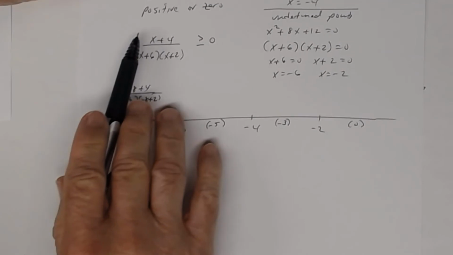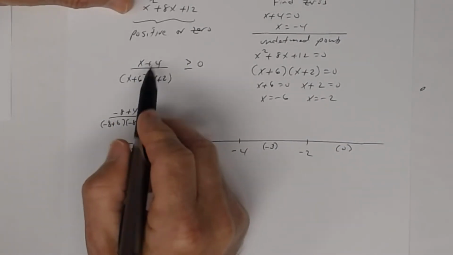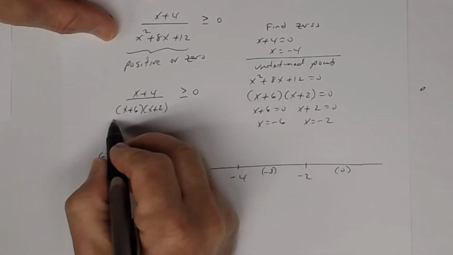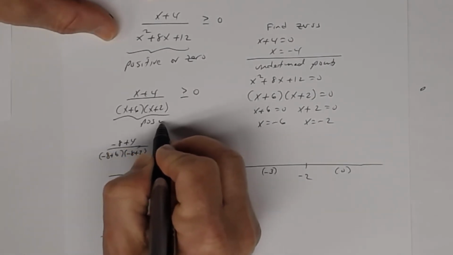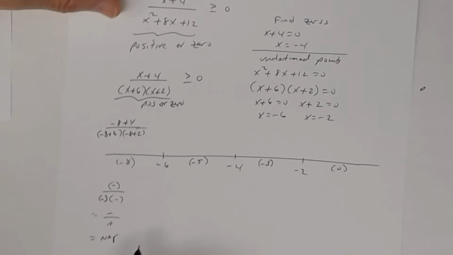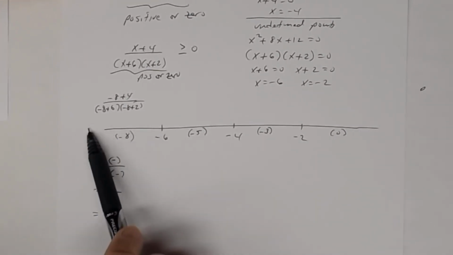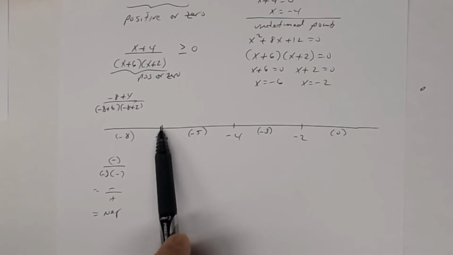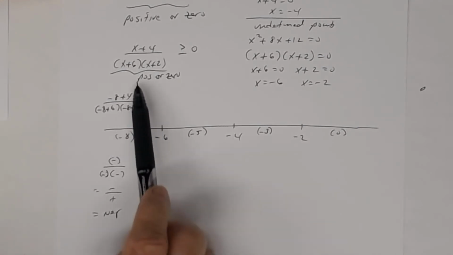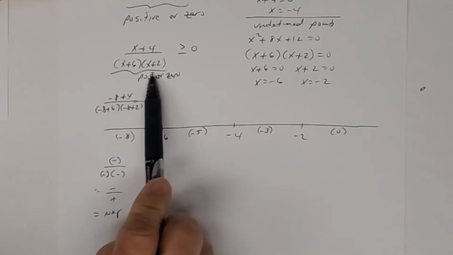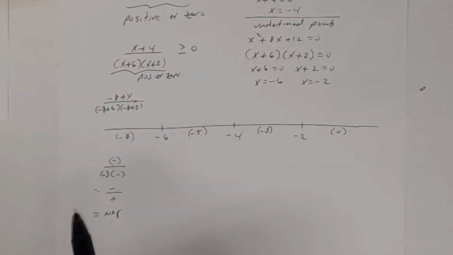Now remember, though, I want this expression to be positive, greater than 0, or 0. So positive or 0. What that means in this case is that any real number from negative infinity up to negative 6 will make this expression negative, and so that's not what I want. I want this expression to be positive, so these are not solutions. So I'm going to cross that out.